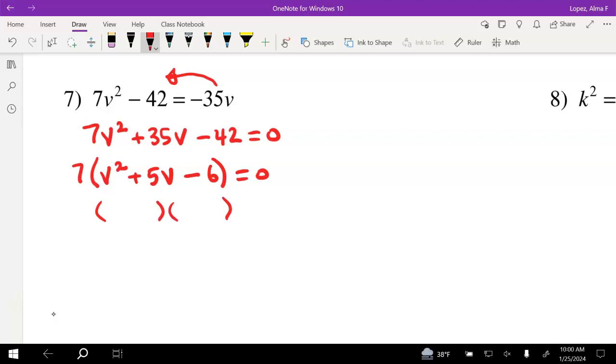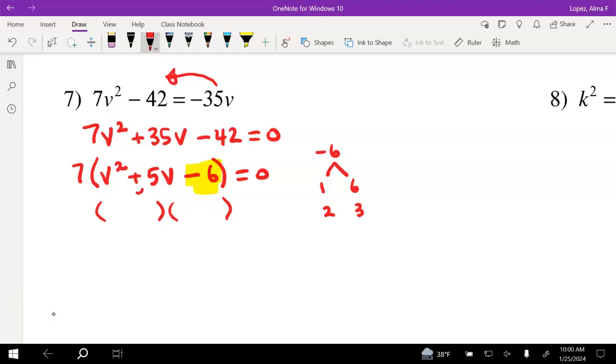I'm going to take 6, or the negative 6, and write its factors down. 1 and 6, and 2 and 3. On this one, we're going to have to be really careful. In class, I mentioned that 6 is a tricky number, kind of evil.